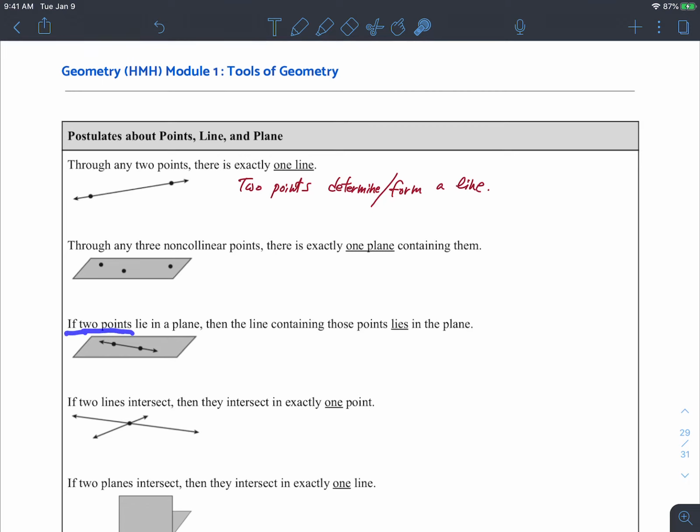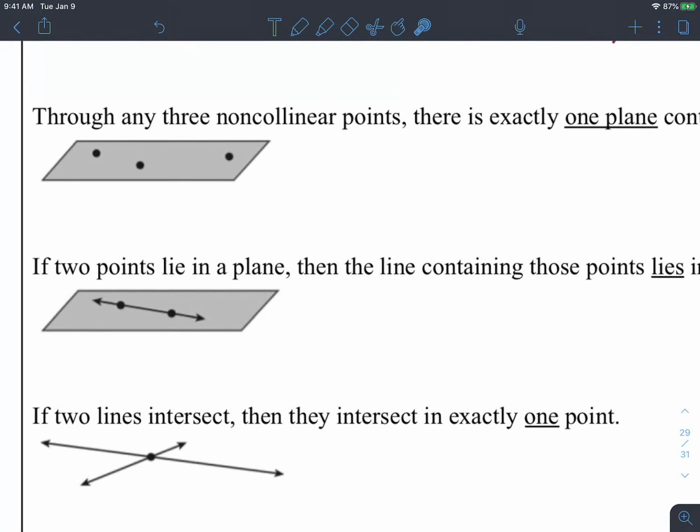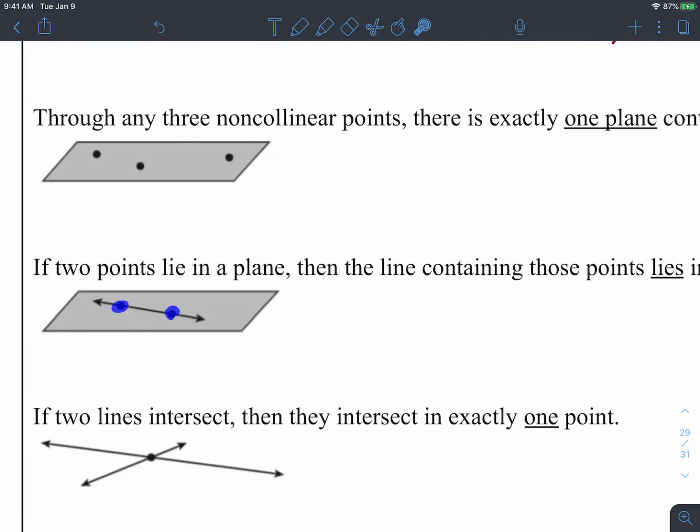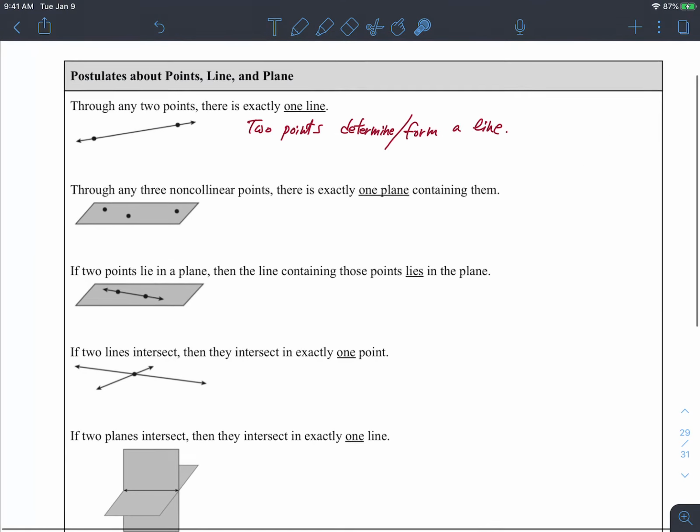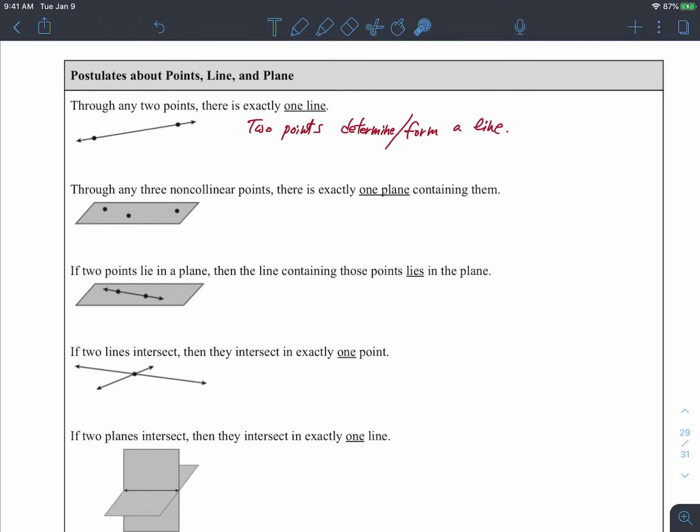If 2 points lie on a plane, then the line containing those points lies in the plane. What that means is the following. If these 2 points are on this plane, then everything on that line that contains those 2 points is also on that plane.